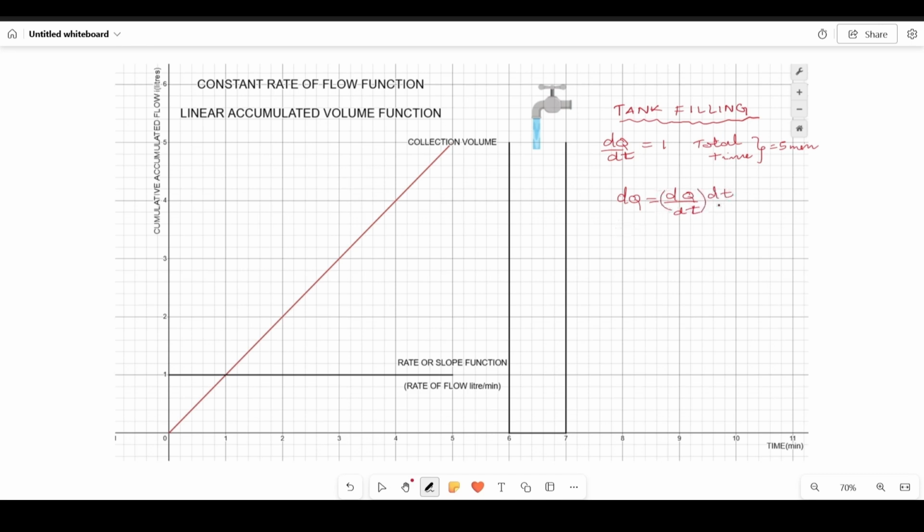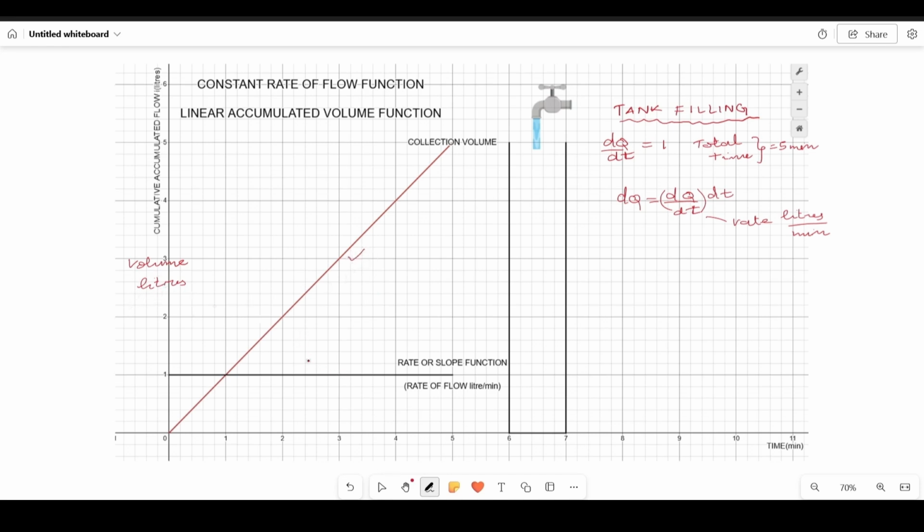Here dq by dt is a rate function, the rate of accumulation, and the unit is liters per minute. In this graph, two functions are given. One is the volume function, which is the collected volume, given in liters.